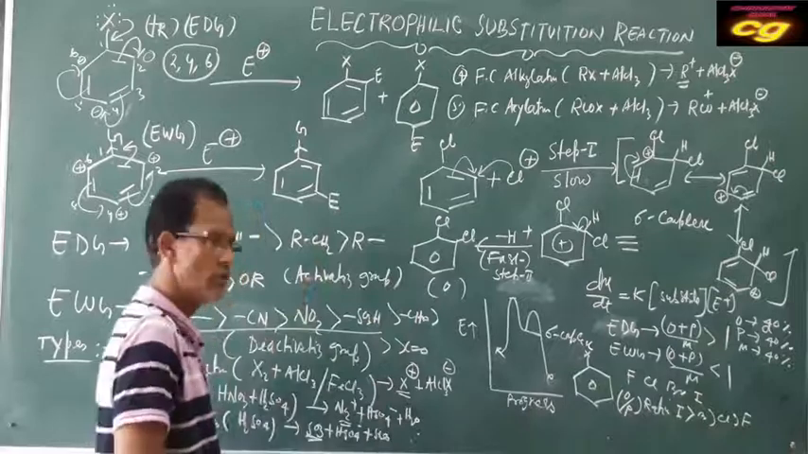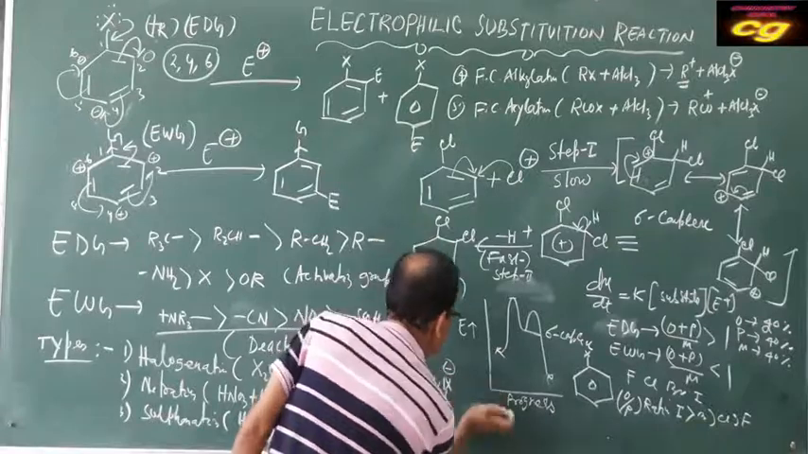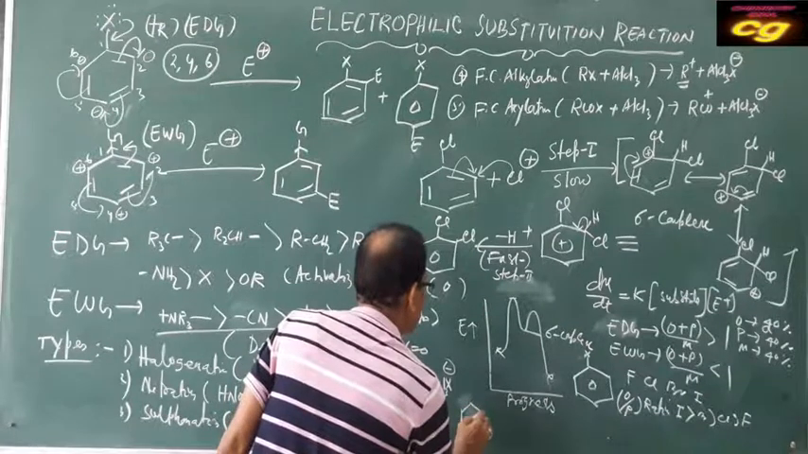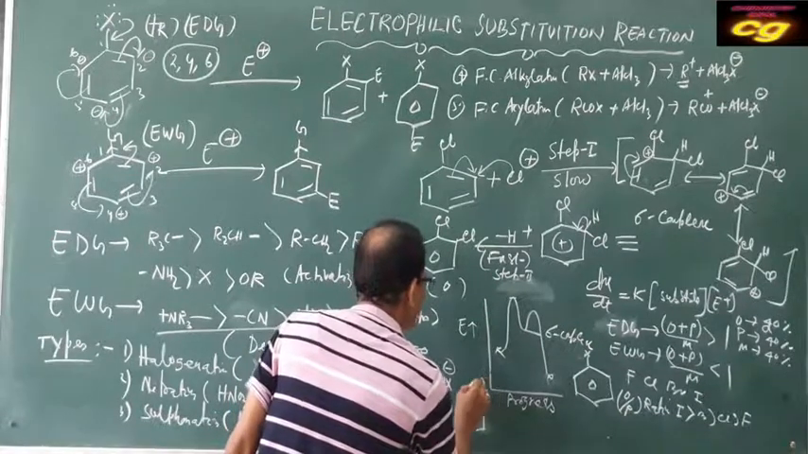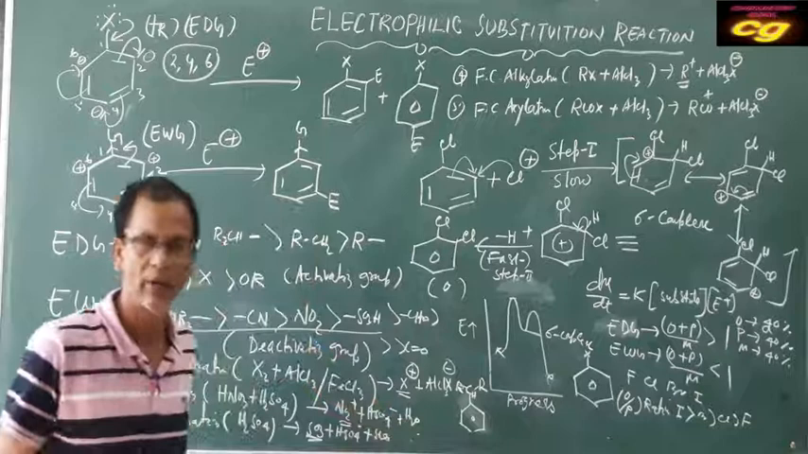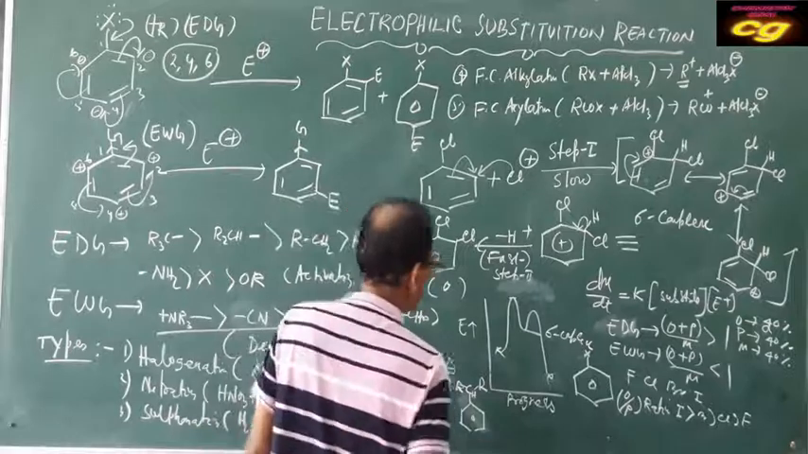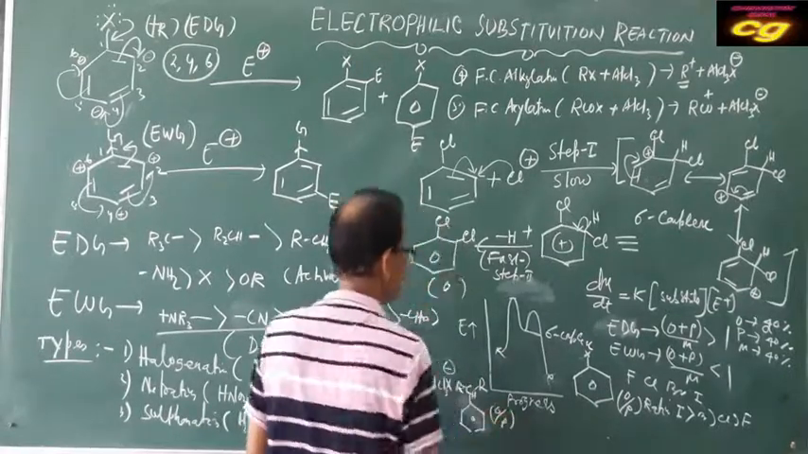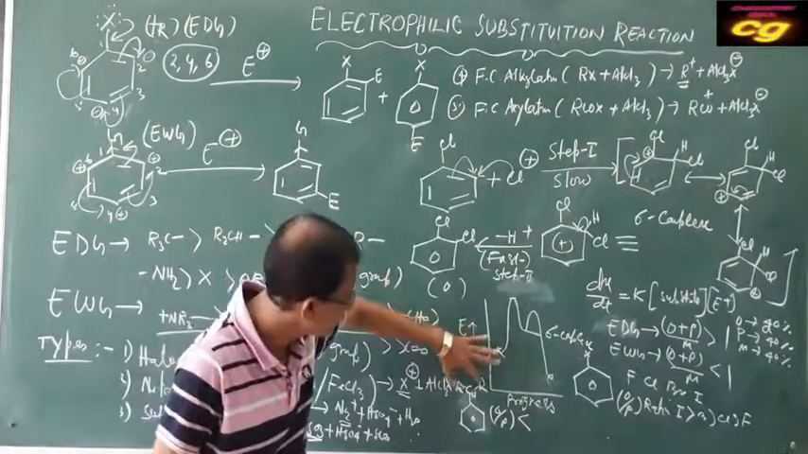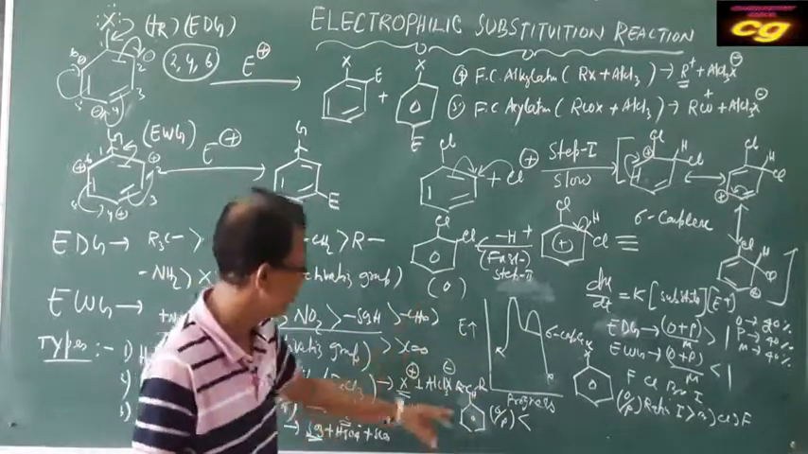Similarly, you can also do that if the group is attached to, suppose, a benzene ring. Suppose a benzene ring containing 2 R. If 2 R, two bulky groups, are there, what happens? Here the ortho ratio will be less, because of the bulky group. When a bulky group is attached to the benzene ring, then the ortho percentage will be less and the para percentage will be more.